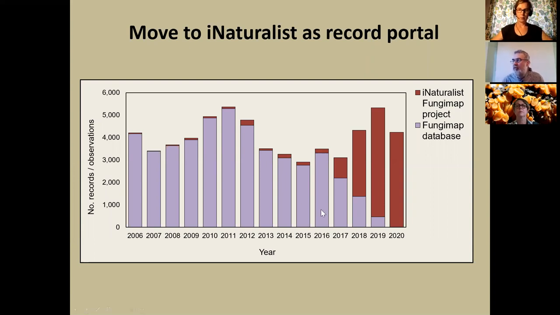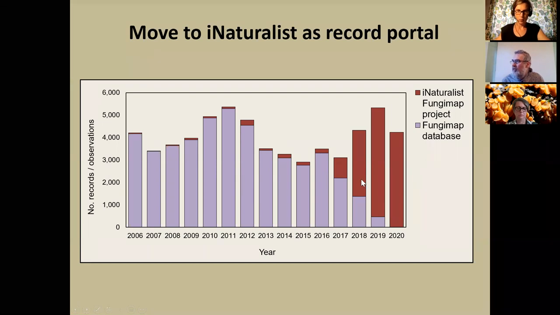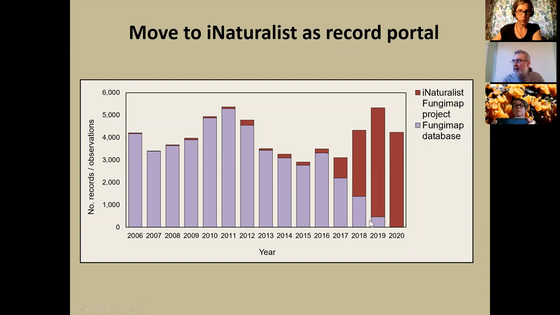And we can see a real shift with the iNaturalist records here in the magenta or the darkish browny colour, and then the pinkish purple being the number of records that are coming into the Fungimap database. We're still accepting records into the Fungimap database, but at a very low level. And we really encourage people to use iNaturalist because it is just a much more efficient way. And also iNaturalist then pushes the records straight to the ALA every couple of weeks. So it's a much quicker process. So that's been a fairly successful move over.